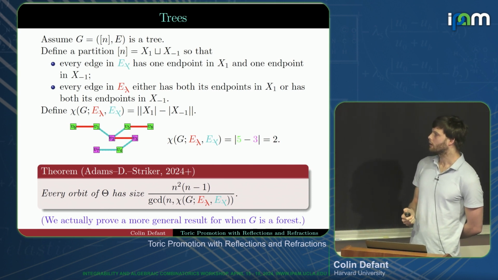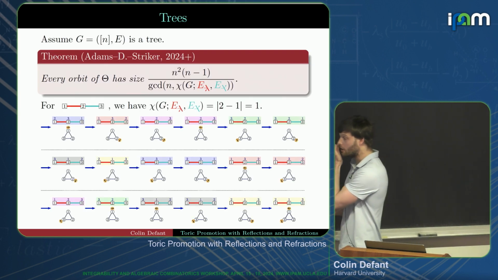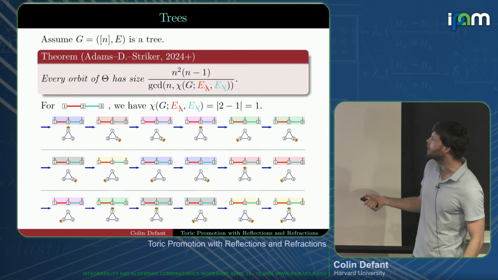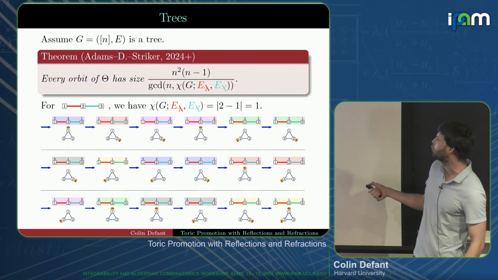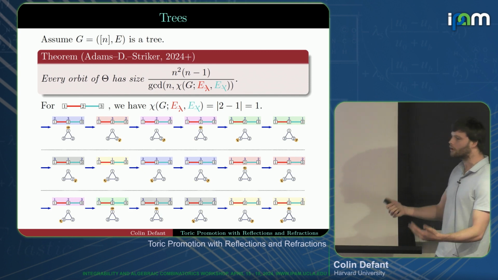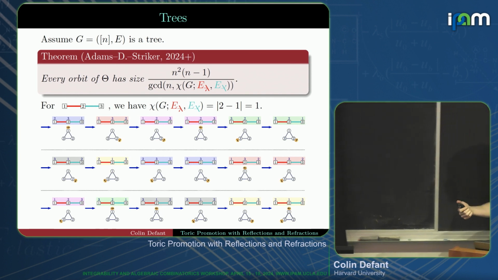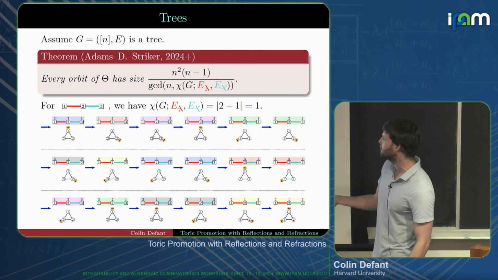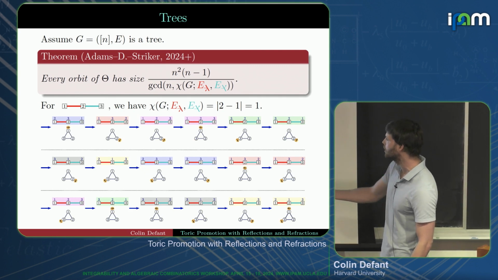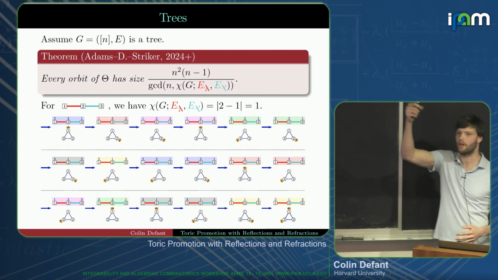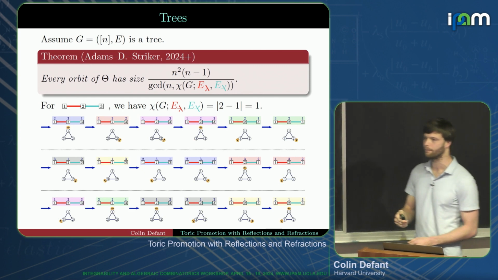Okay. Let me give a small example of this. So here I have my path graph with 3 vertices. It has 1 reflection edge and 1 refraction edge. You can easily compute that this chi number is 1. So if I plug into my formula, I get 3 squared times 3 minus 1 divided by 1. That's 18. So this theorem says that all of the orbits of my map theta will have size 18. And in this case, I just chose some element, and then I did my map 18 times, and I get back to where I started. Okay? And if you start anywhere, then after you do it 18 times, you'll get back to where you started. Okay?